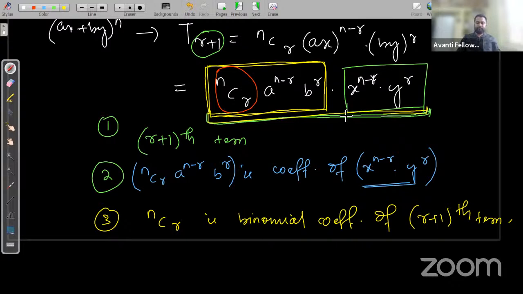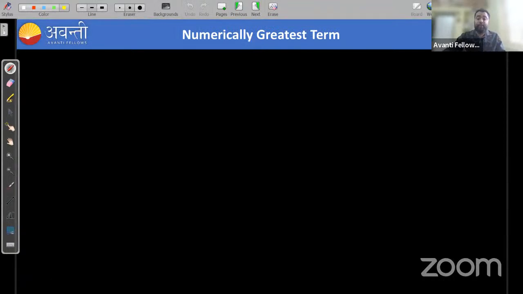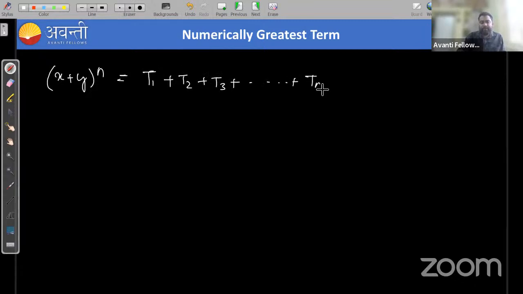Yes. Clear. Okay, so let's move to how we can find the numerically greatest term. So what do we mean by numerically greatest term? Suppose I'm writing (x plus y) to the power n. This is the binomial expansion having the terms t1 plus t2 plus t3 and so on up to tn, right?